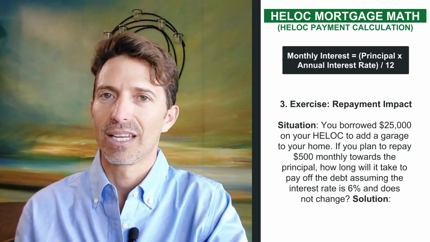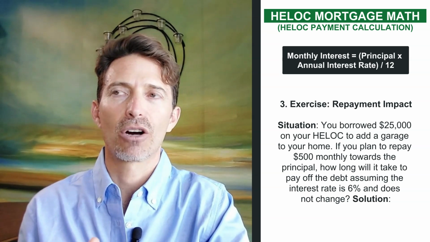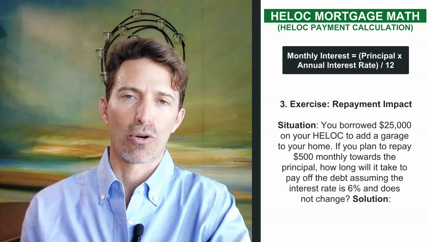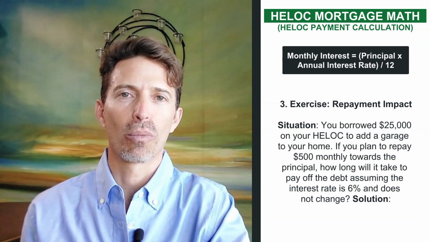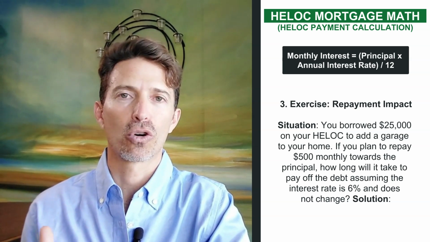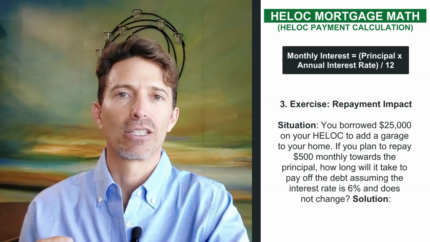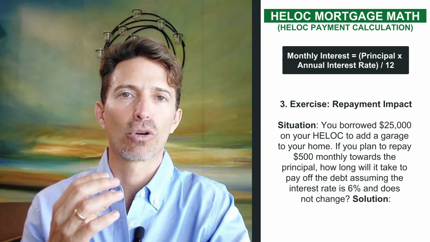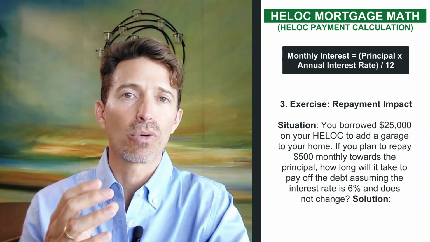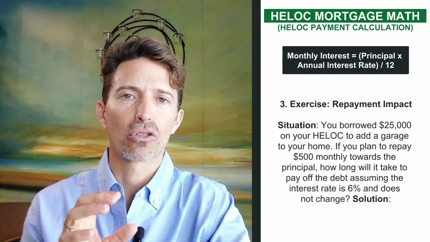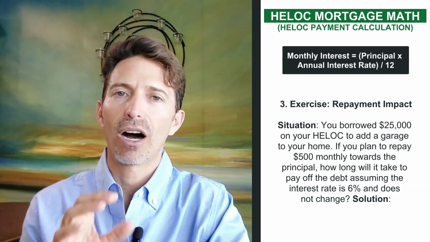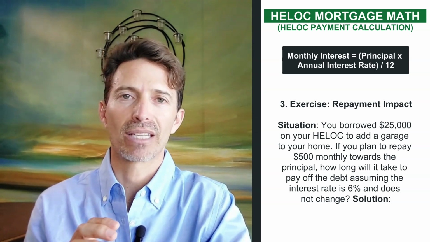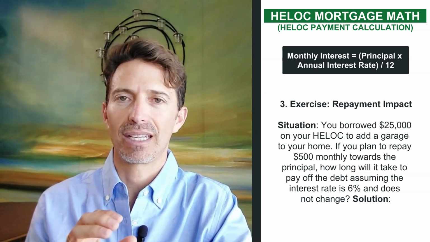That's simple. Number 3, let's do an exercise now on the repayment impact. Let's say you borrow $25,000 on your home equity line of credit to add a garage to your home. Maybe you need more space, maybe you turn it into a home office. If you plan to repay $500 monthly towards the principal, how long will it take to pay off the debt, assuming the interest rate is 6% and does not change?